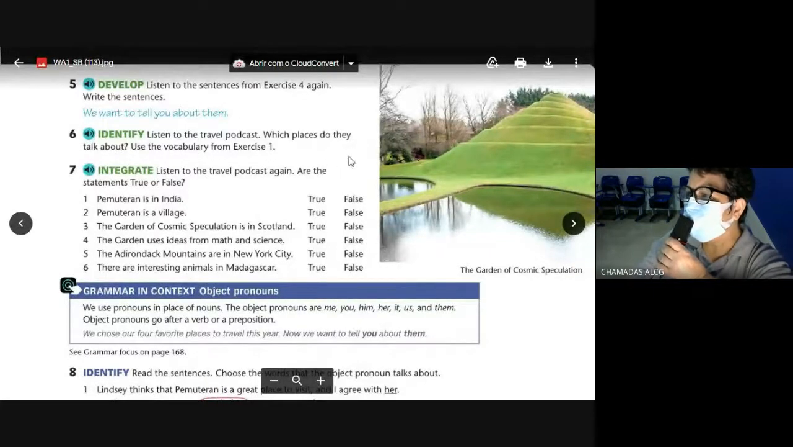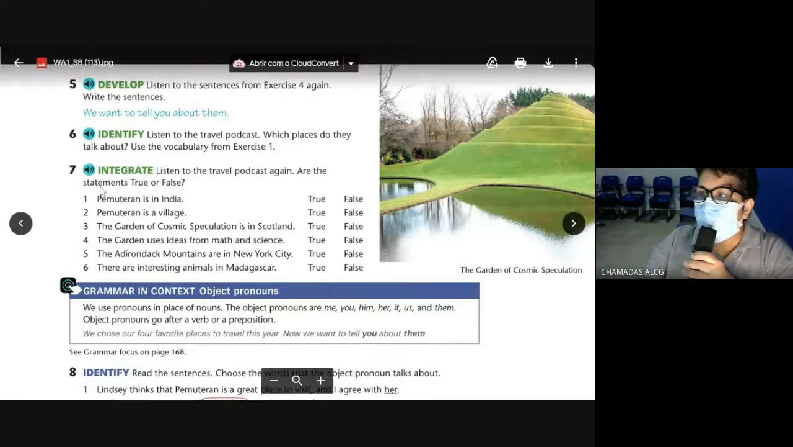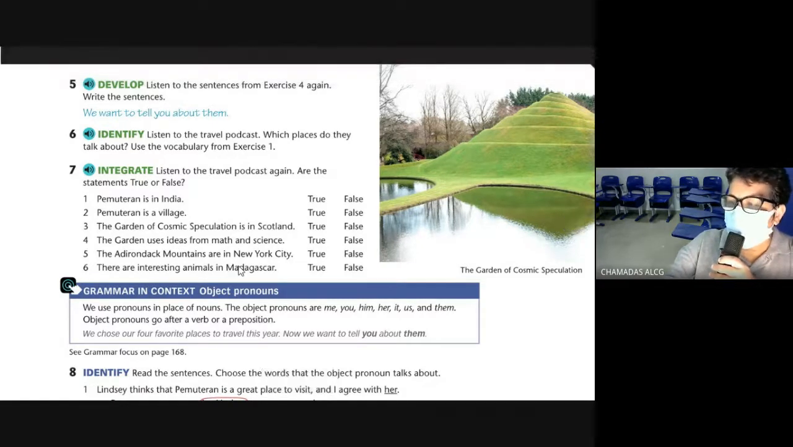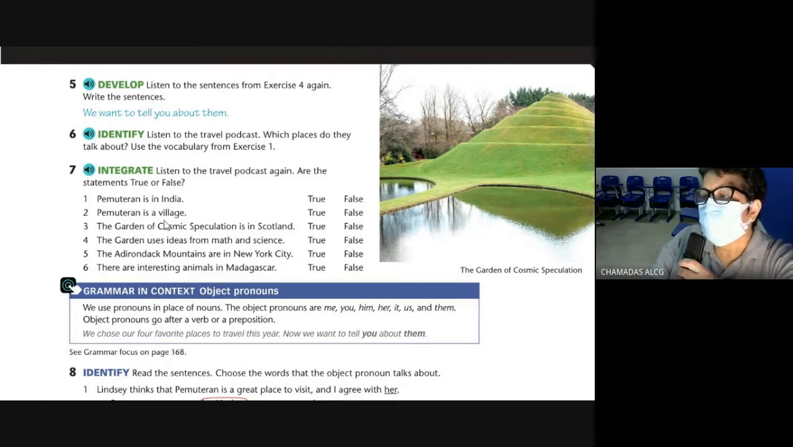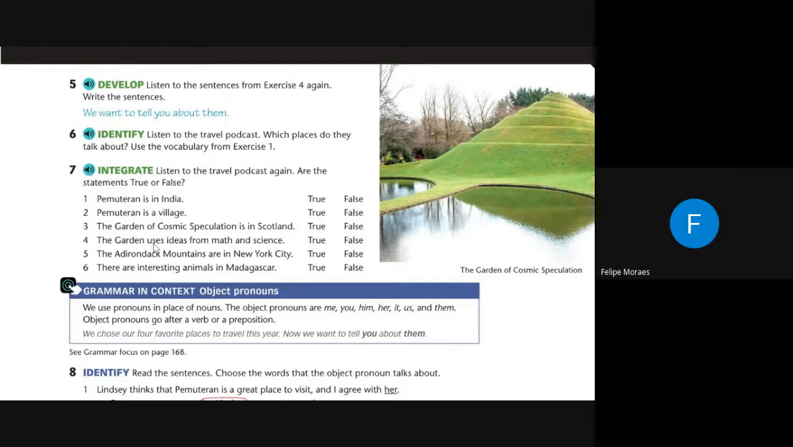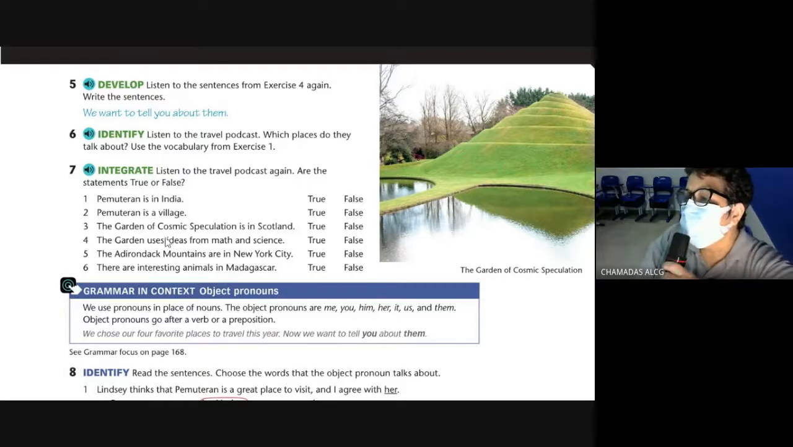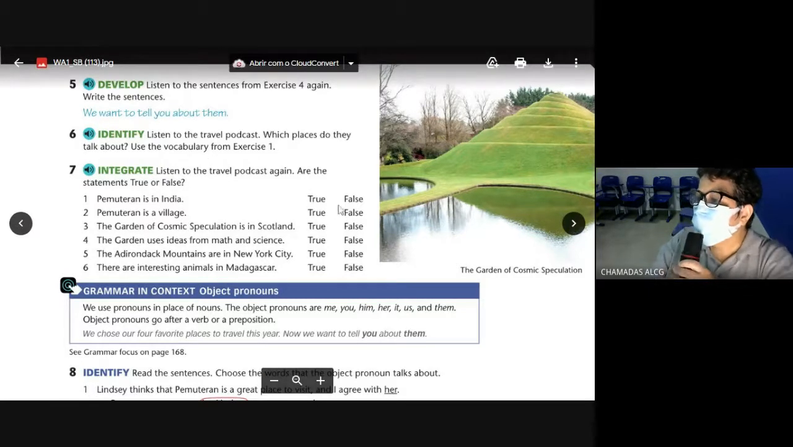Okay. All right. So these are the places they talk about on the podcast, right? Pumudaran, the Garden of Cosmic Speculation, Adirondack, and Madagascar, right? Okay. Have you ever heard of these places before? Do they sound familiar to you? No, I never heard about any of them. Okay. So now let's try to answer true or false.